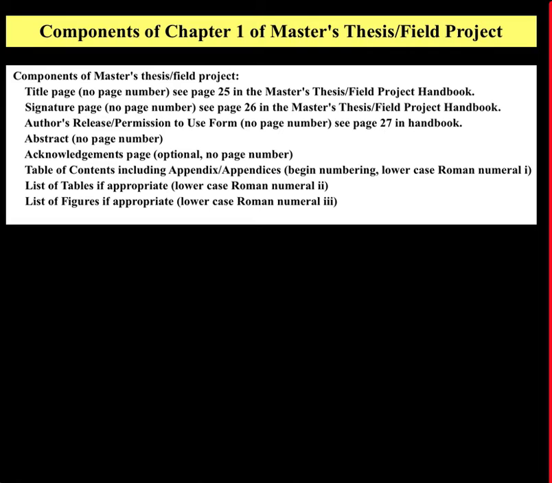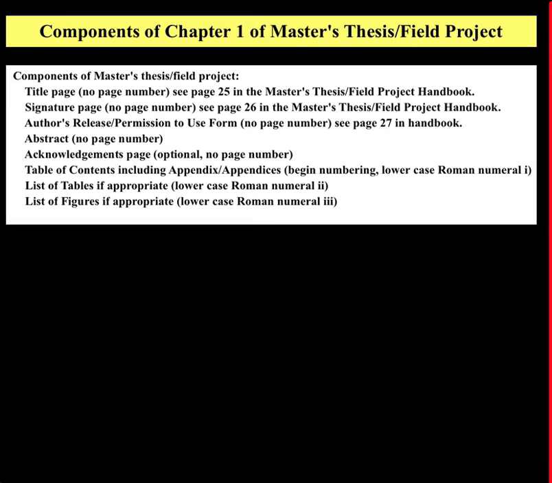Next, you'll have an abstract that has no page number. Next, you'll have an acknowledgments page, and that's optional. You do not have to have an acknowledgments page if you don't want to. Next, you'll have a table of contents that will include all of the contents of your Chapter 1, either field project proposal or research thesis proposal. And that would include appendices if there are any. Next, you'll have a list of tables, if in fact your data will be displayed in tables. And next, you'll have a list of figures, if in fact there will be any figures.